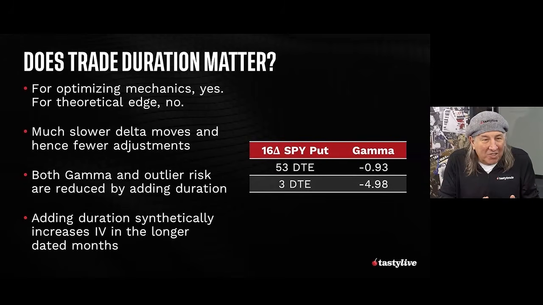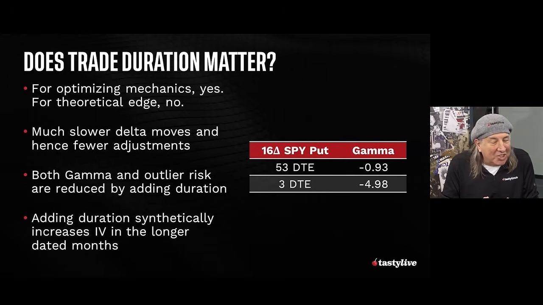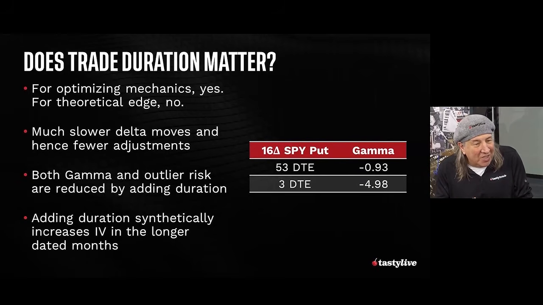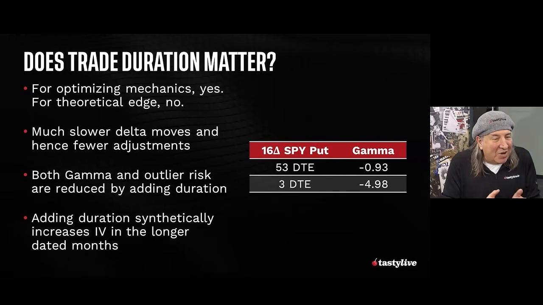Also, duration matters because the deltas move slower, and hence you have fewer adjustments when you have longer durations. When you have short durations, delta moves really fast, and you have to make lots of different changes. When you have really longer durations, delta moves really slow. Both your gamma risk and your outlier risk are reduced. I wouldn't say they're reduced to nothing, but they're down.